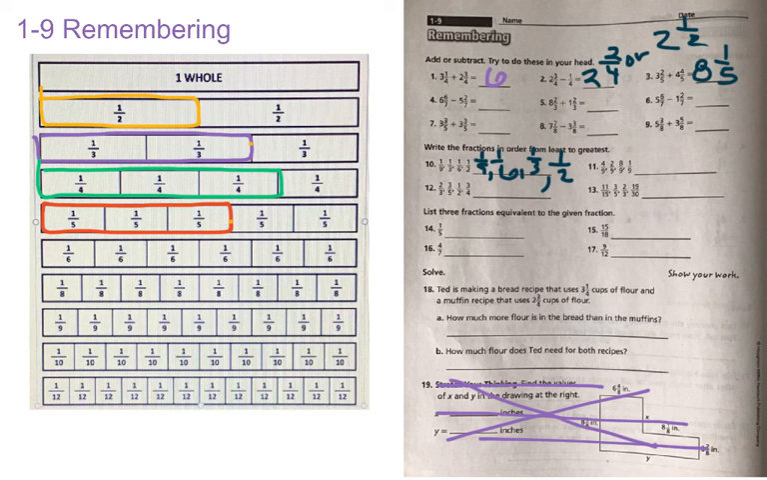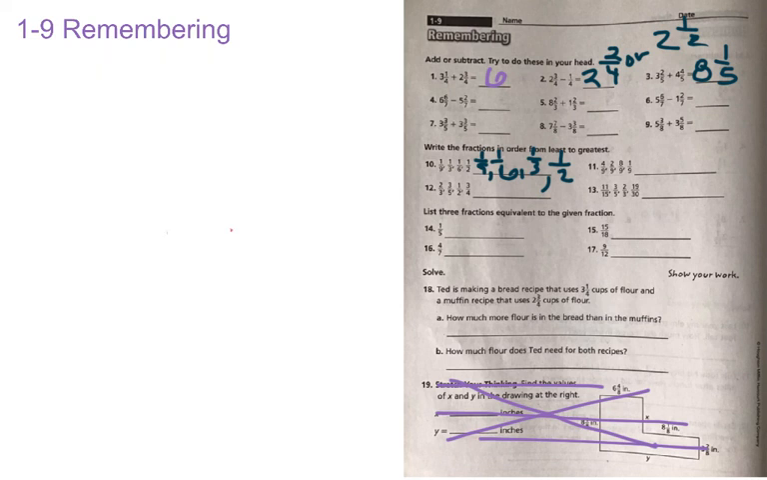So now you can look back at the problem and you can order them from least to greatest. Okay, your least or your smallest is your 1/2. The next smallest is going to be your 3/5. The next smallest is going to be 2/3. And then your largest is going to be your 3/4. And that's how you order them from least to greatest.